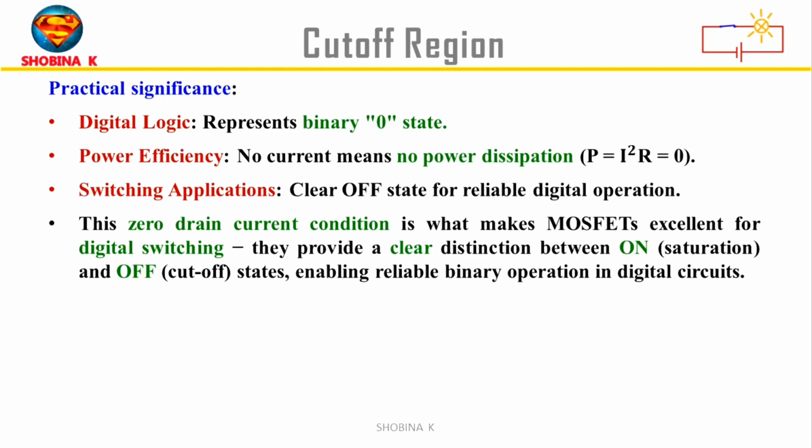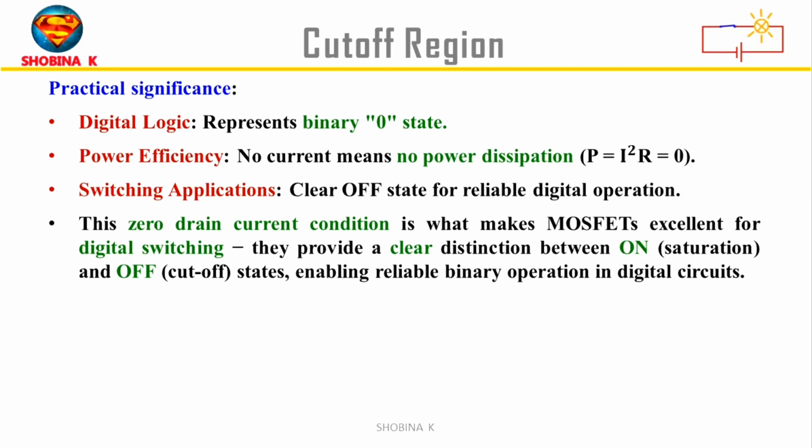Just think of the power formula. P equals I square times R. If current I is 0, then P becomes 0 too. That means no heat, no power wastage. And that's what we want in low power design. So when it is off, it really stays off. No power drain.